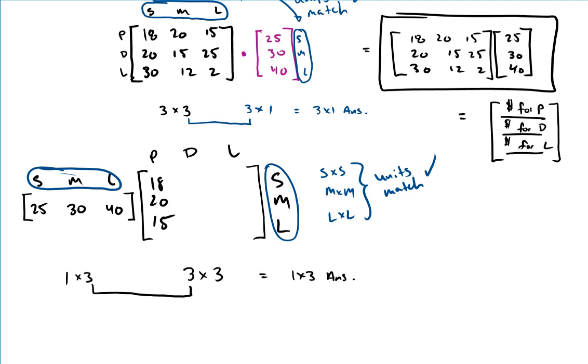Okay, so the Dog Mart, which was the middle row, I want it to be the middle column now. So 20, 15, and 25 downward like that. And then this last row, 30, 12, and 2, well, I need that to be vertical. And then now everything's a match.